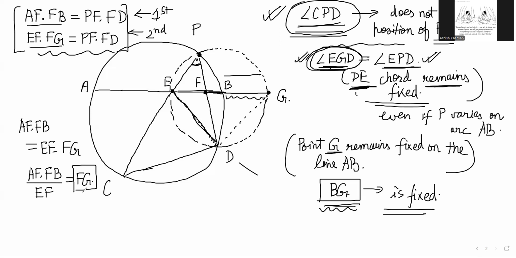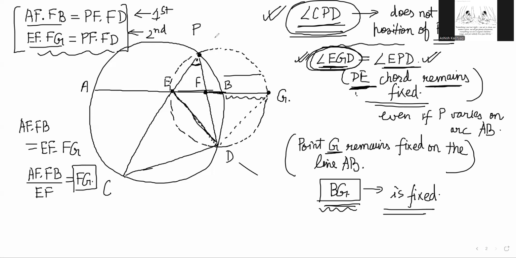And we know, okay, that is not done yet. I think we have to do a little bit more. So we can write, okay, I'll do it on the next screen. What we have is AF into FB is equal to EF into FG. Actually, it would be better if I do it in the previous screen. Here only we'll do.